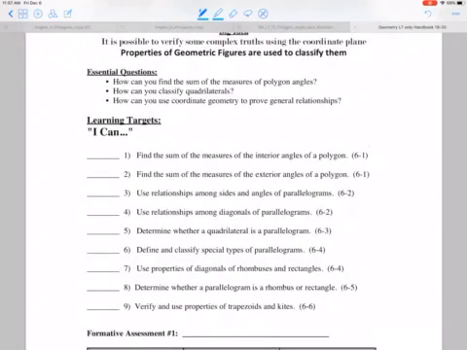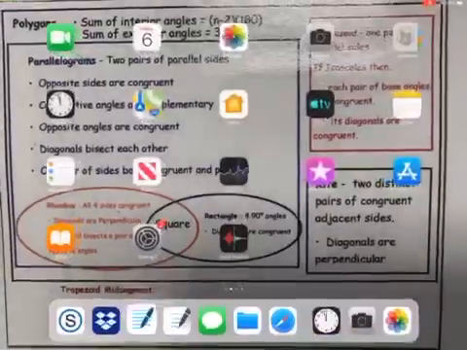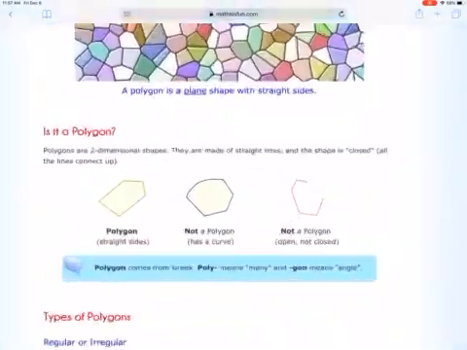Polygons are many-sided figures. So in the first lesson, this movie is going to cover the interior angles of a polygon and the exterior angles of a polygon. We're also then going to start looking at specific types of parallelograms. So let's start with polygons. Polygons are a many-sided figure.